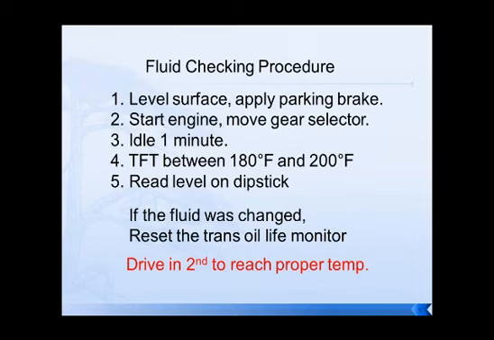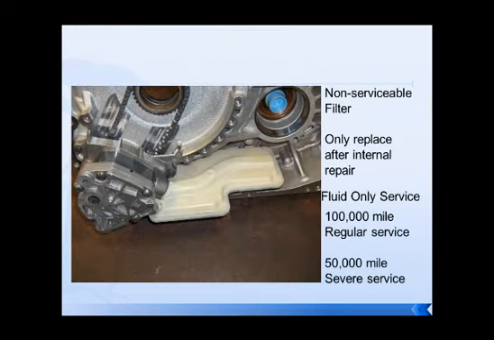Fluid checking procedure. This is something we talked about when we went through the introduction to the 6T70. We're just reiterating this to make sure everybody's on the same page. Bottom line is make sure your fluid temperature is somewhere between 180 and 200 degrees. You've got a dipstick you can read that fluid level with. If you do change your fluid, make sure you reset the transmission oil life monitor. Nothing real different here, nothing razzle-dazzle about it. I just want to remind everybody of the process that you use with this transmission.